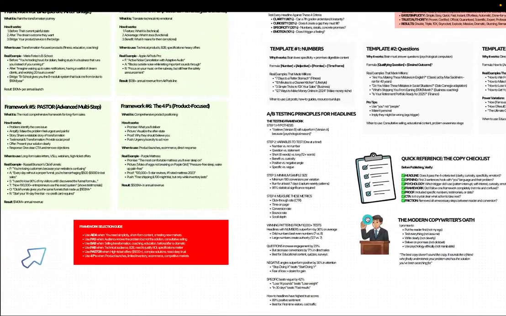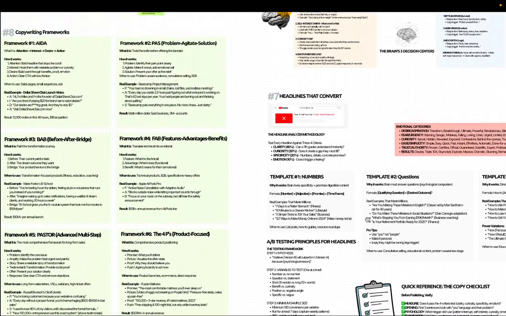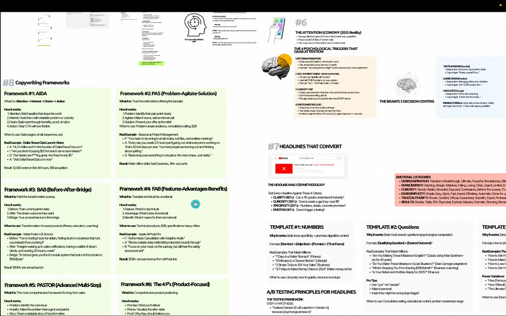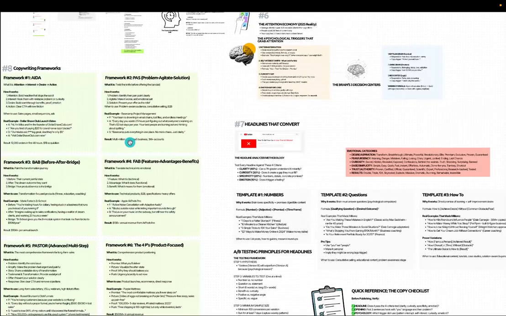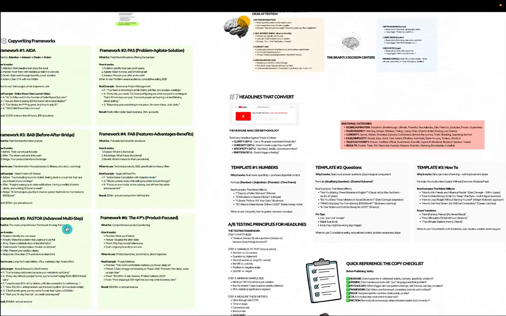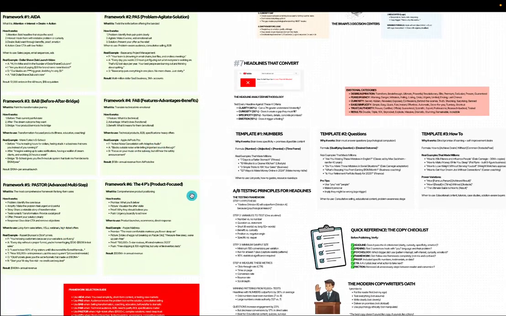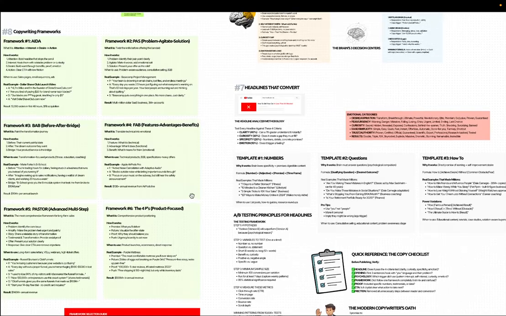So now, in our next meeting, we are going to look at the copywriting frameworks. We are going to look at the AIDA framework, the PAS framework, the BAB framework, the FAB framework, the PASTA framework, the 4Ps framework. There are a whole lot of frameworks, but I just want you guys to understand the whole point of frameworks when it comes to copywriting and how we can apply them.